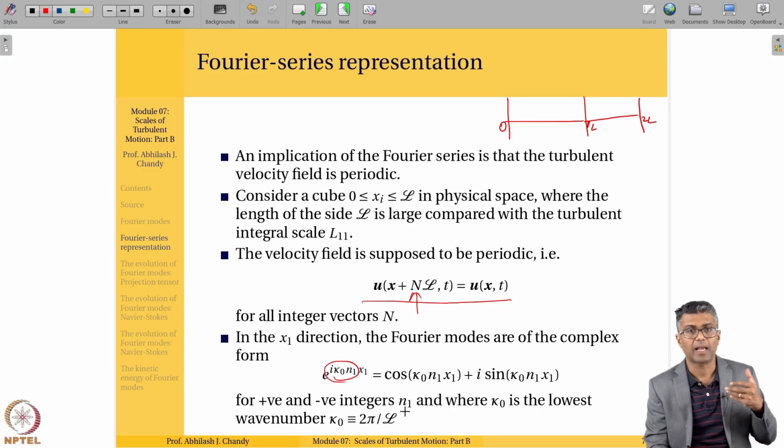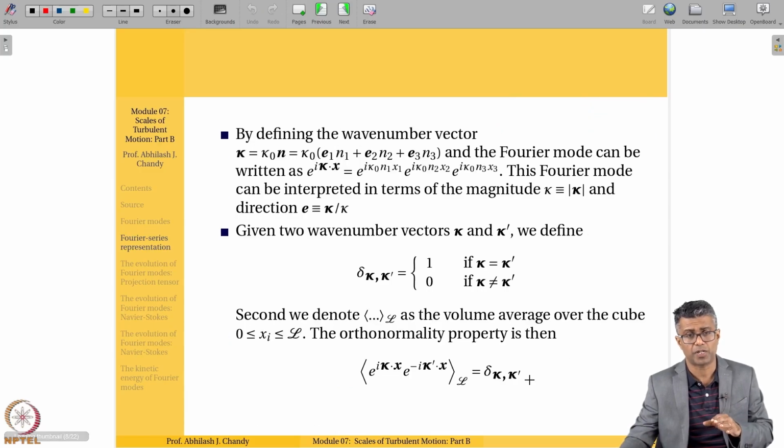So that, like we represent e to the ikx, it is cosine plus i sine, isn't it? And remember, n1 can be positive and/or negative, and k0 is the lowest wave number. It's going to be a positive number. So I hope that is clear. So that's your Fourier series representation, isn't it?